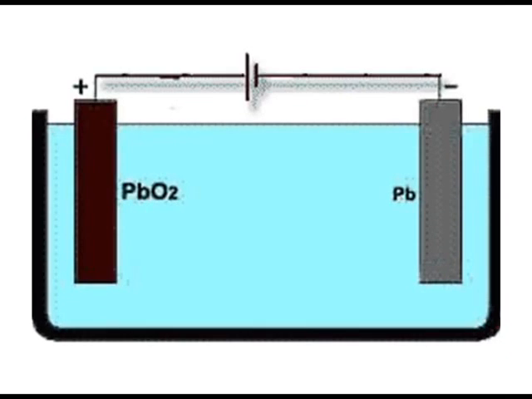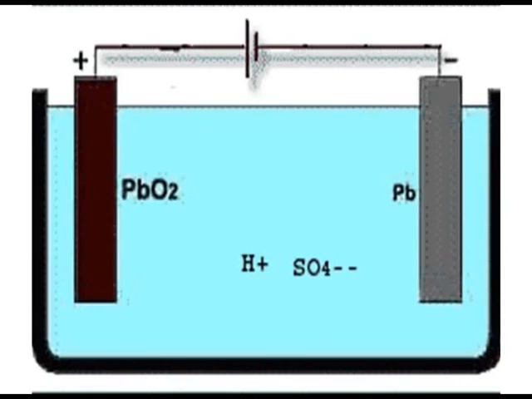Now we disconnect the load and connect the lead sulfate covered lead peroxide plate with the positive terminal of an external DC source, and the lead peroxide covered lead plate with the negative terminal of that DC source. During discharging, the density of sulfuric acid falls, but there still is some sulfuric acid existing in the solution.